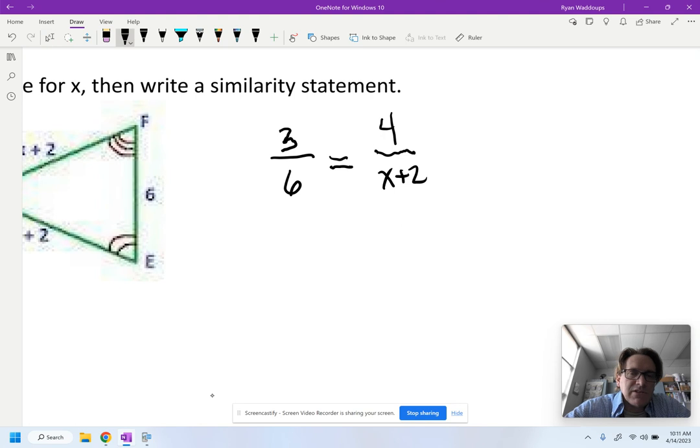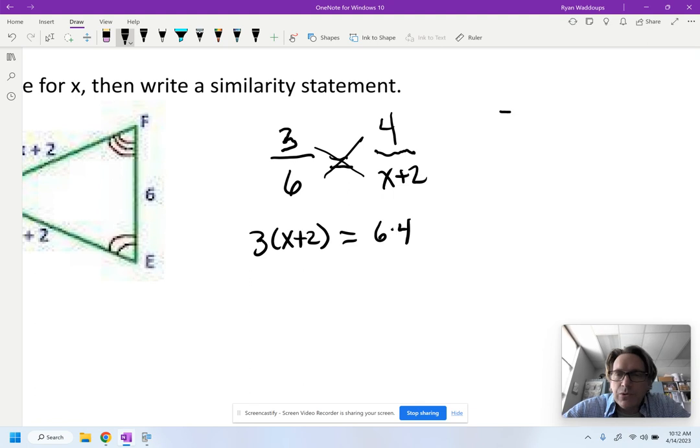One way to deal with this is just through cross products, because in a true proportion, the cross products are equal. We'd say the product of the means is equal to the product of the extremes. And so I can say 3 times x plus 2 is equal to 6 times 4. Now, you don't have to do it that way.